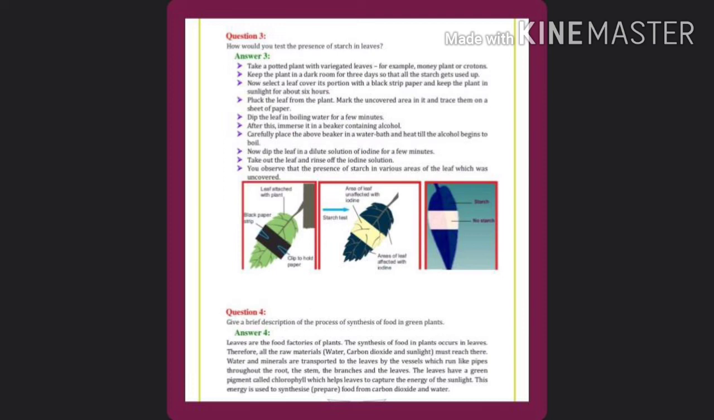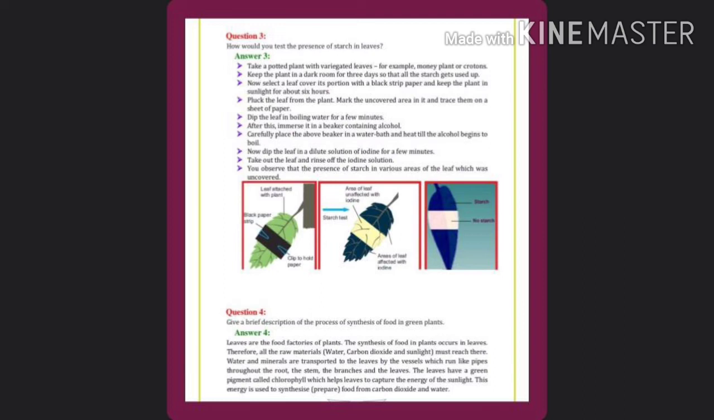Now dip the leaf in a dilute solution of iodine for a few minutes. Take out the leaf, rinse off the iodine solution. You observe the presence of starch in various areas of the leaf which was uncovered, and you draw the diagram. Pause the video here if you're writing the answer.